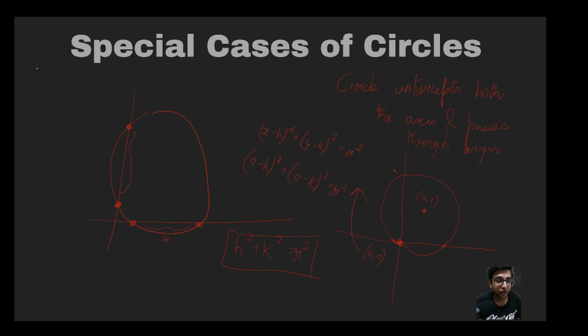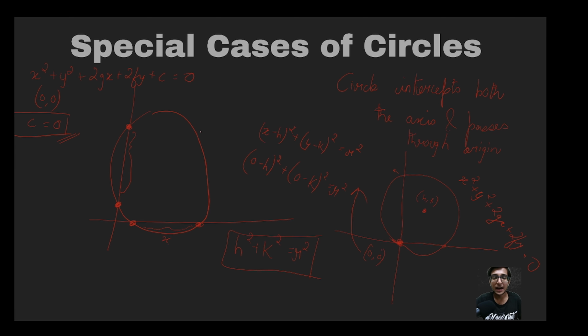Or if I was to take up the general form of my circle, x square plus y square plus 2gx plus 2fy plus c is equal to 0. If I put x and y as 0 here for the origin, what would I get? c would be equal to 0. That means there is no constant term in this type of circle. That means the equation is written as x square plus y square plus 2gx plus 2fy is equal to 0. There would be no constant term for this type of circle that passes through the origin.